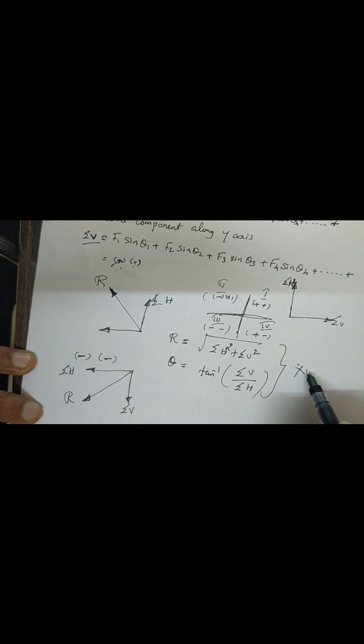After that, we find the resultant force of these two components. The resultant force is the square root of the summation of horizontal force squared plus the summation of vertical force squared. Here we apply the Pythagoras theorem: R equals root of summation of H squared plus summation of V squared. After that we find the theta value, the direction of the resultant force: theta equals tan inverse of summation of vertical divided by summation of horizontal. This is the very important formula to find the resultant force and direction of multiple forces.